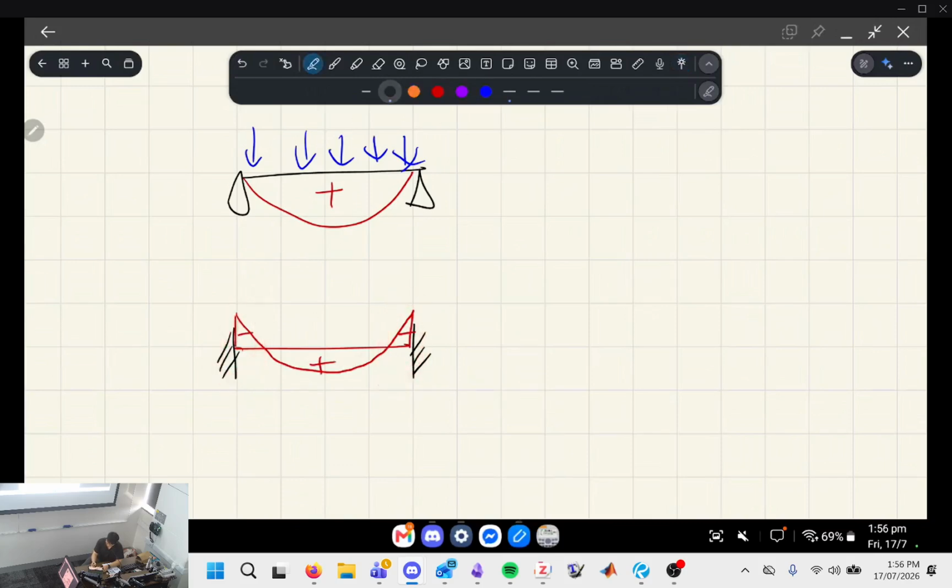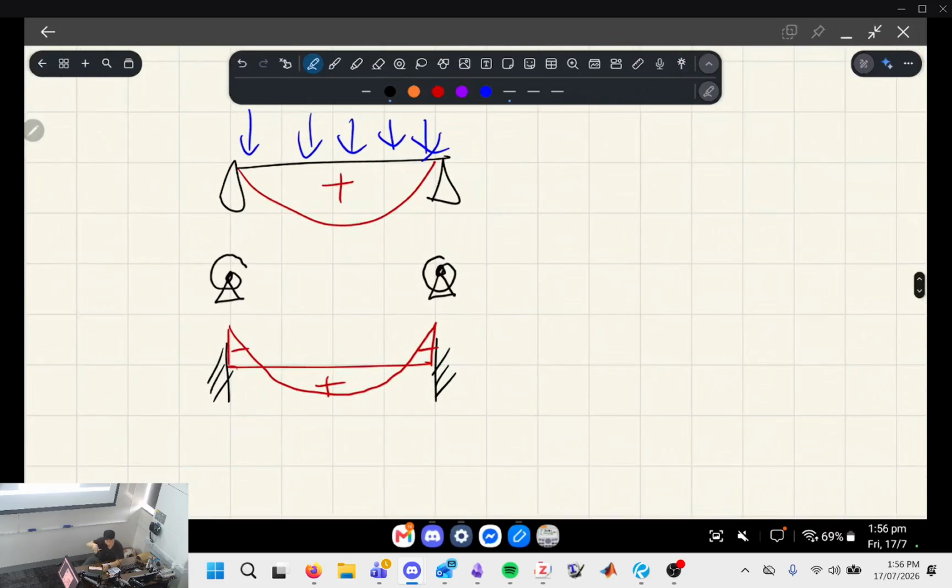But in a lot of real life systems, we have something that is in between a pin and a fixed support, and we represent it like this. We call that a rotational spring support. This is supposed to be like a spring, but it's like a coil, wrapped around.